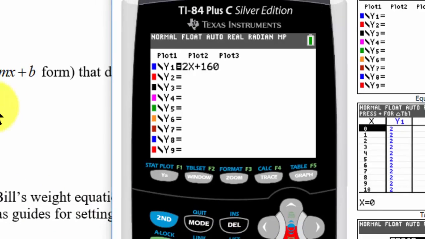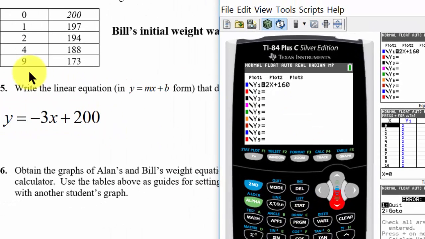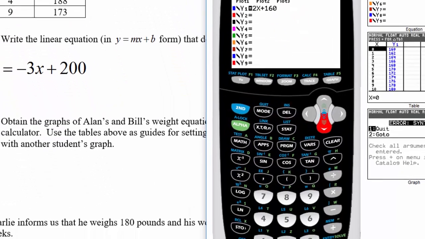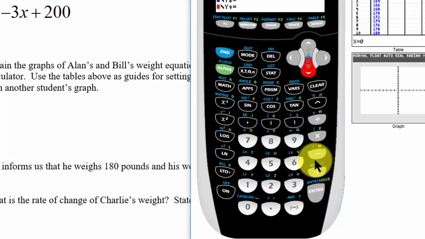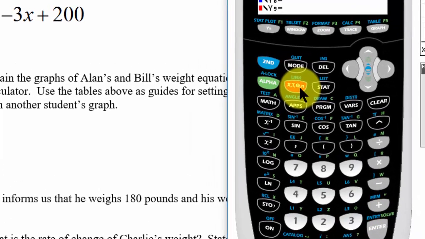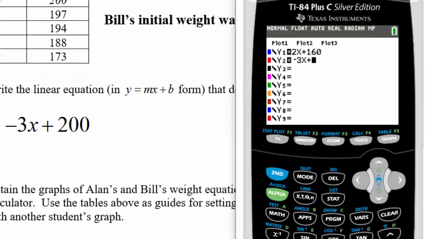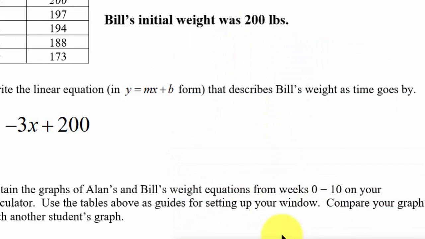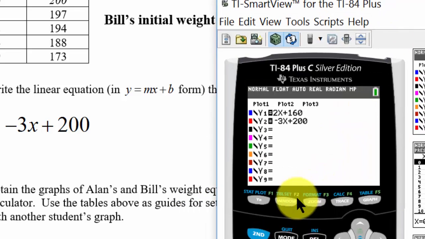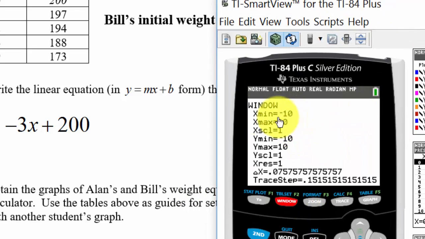And Bill's weight was the negative 3x. Now remember, it's very important that you use the negative key and not the subtraction key. The negative key is under the number 3. So negative 3x plus 200. And the book gave us a little hint here. It said from weeks 0 to 10. So when I press the window key, I'm going to start at 0. So x min will be 0. And we'll go out to 10.